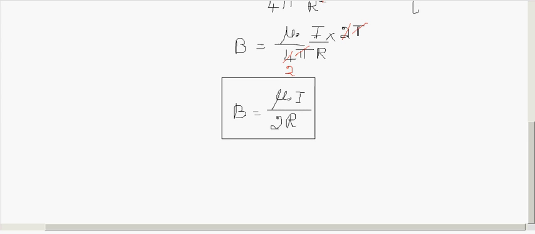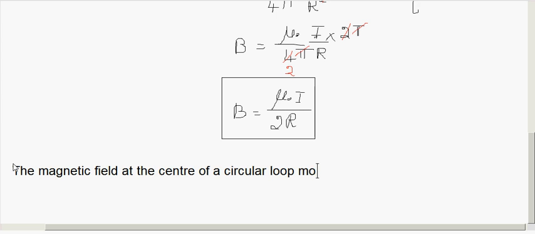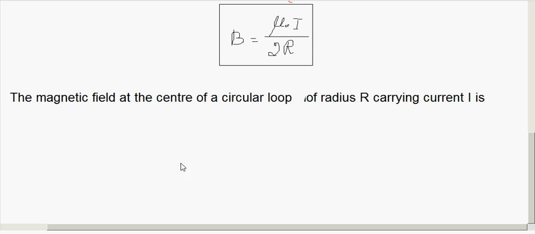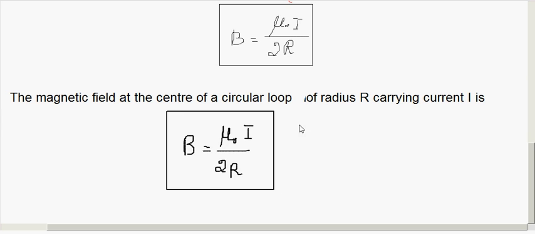Now, the magnetic field at the center of a circular loop of radius R carrying current I is given by B equal to mu naught I by 2R.